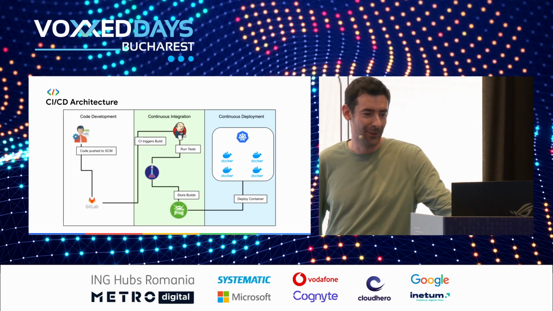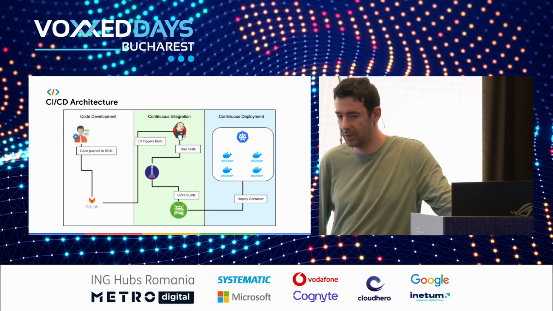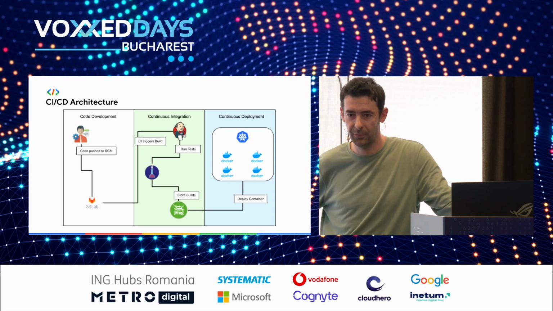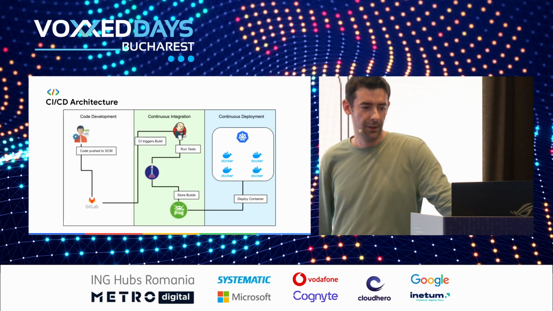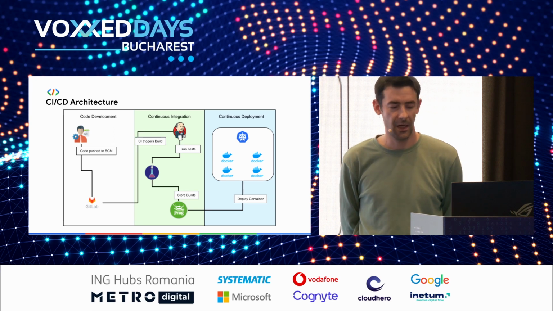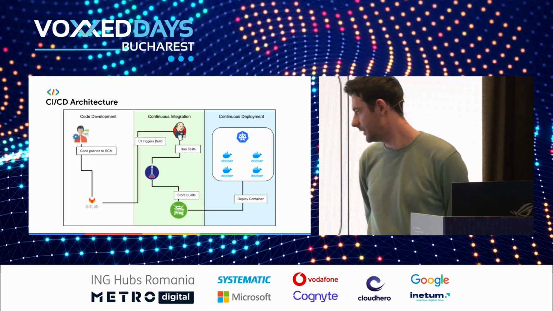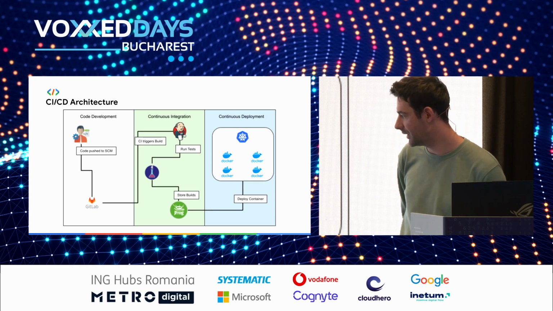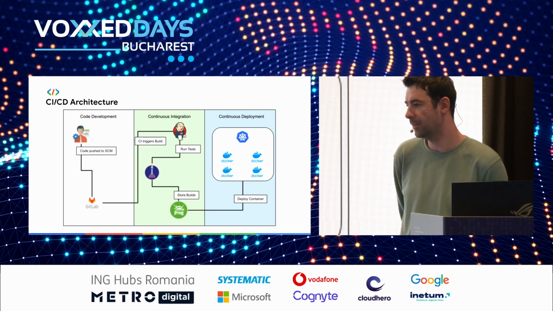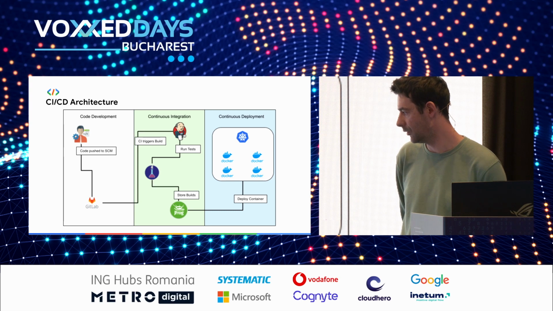Before we dive right into the problem, how many of you are familiar with this type of diagram, a CI/CD architecture? Raise your hand. Okay, quite a few. So basically I've divided this picture into three parts. There's the code development, where you push your code to a source control management. I've added GitLab here, but it could be anything. It could be Bitbucket or any other code management like that.